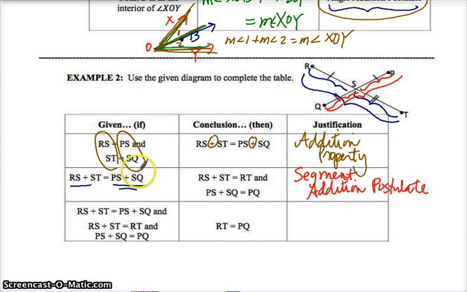And then if we took both of these as our given, so now we have this and we have this: RS plus ST equals PS plus SQ, and RS plus ST equals RT, and PS plus SQ equals PQ. Why is this true? Why will these two equal each other? Well, that's because I can substitute this in here, and I can substitute this in here. This equal statement is already true. We just said that these were true. Therefore, we can conclude that RT equals PQ. Why? Because of the substitution property.